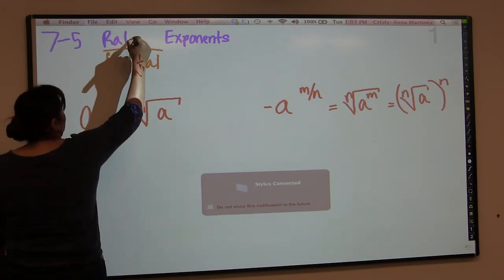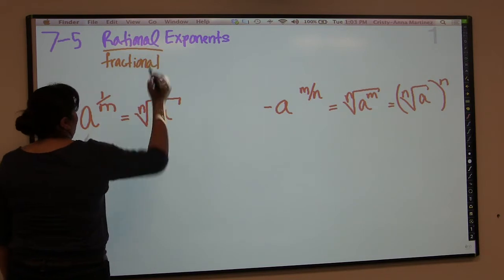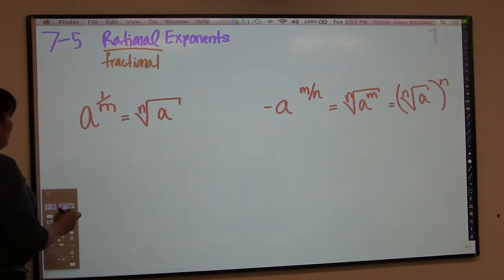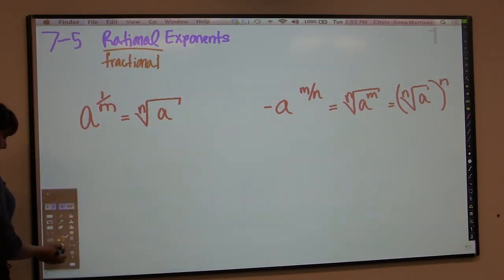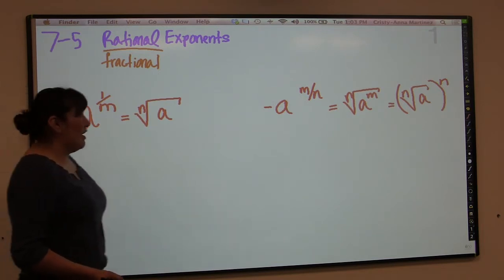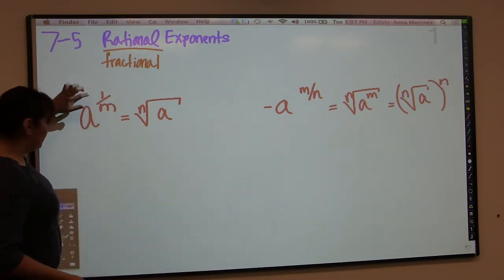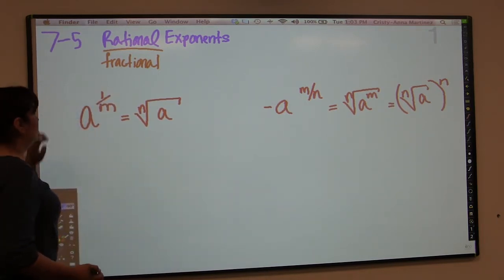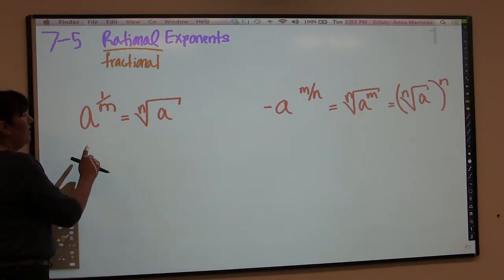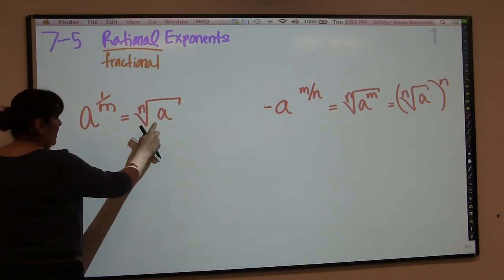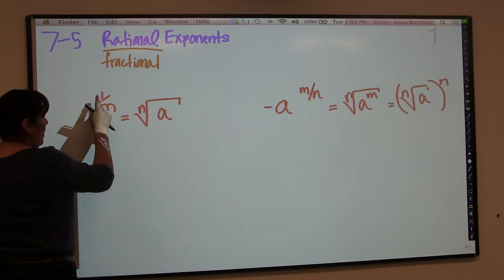Rational. We are doing rational exponents today, but I did underline the word rational because it is true that another way of saying rational is fractional, meaning that the exponent is now a fraction. So this is basically the conversion here. If you have the nth root of a, it's the same thing as a to the 1 over n power.